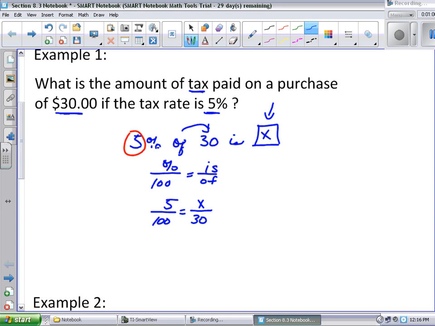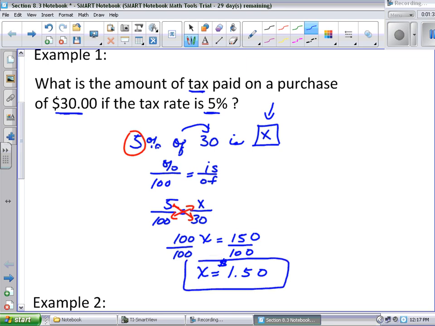So now we're going to cross multiply, and I will have 100 times X is 100X, and 5 times 30 is 150. So if I divide both sides by 100, I will have X is equal to 1.50. Remember, this is tax, which is money, so I want to have two decimal places showing. $1.50 is the amount of the tax. Now I'm going to use this amount in the next problem.